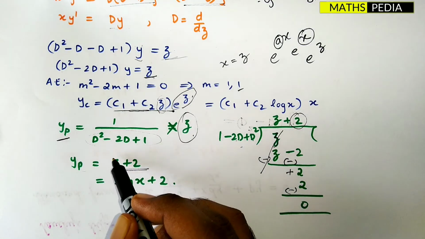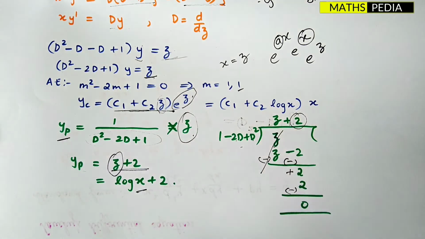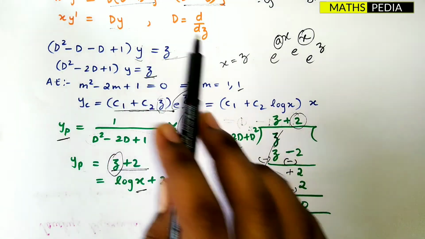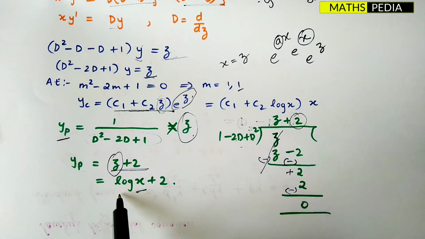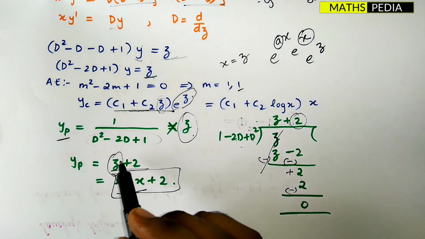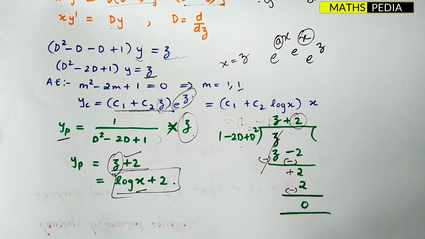The thing is that we have to get it in x form, as a function of x. So z I can replace with what? Log x. So I have replaced it with log x. So when you write the solution, at first you have to write it in z form, then you have to bring it in x form. That is the procedure. Z form, then x form.